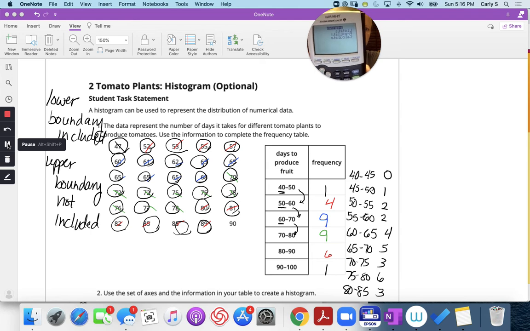Okay, that should say list one in there. Mine does not, so I have to change it. I'm going to hit second, and down here is list one. So it just changed it to list one. Okay, so now I'm going to do one variable statistics on list one, and there we go. All right, that's all the information we need to draw a box and whisker plot.